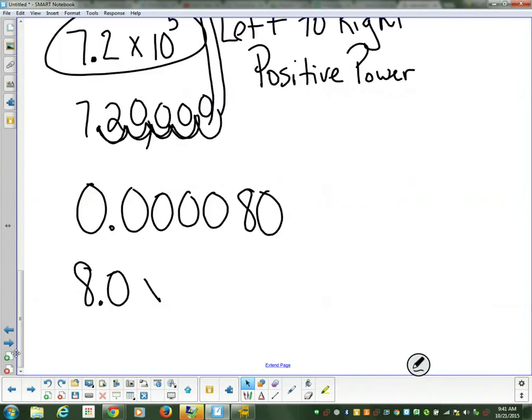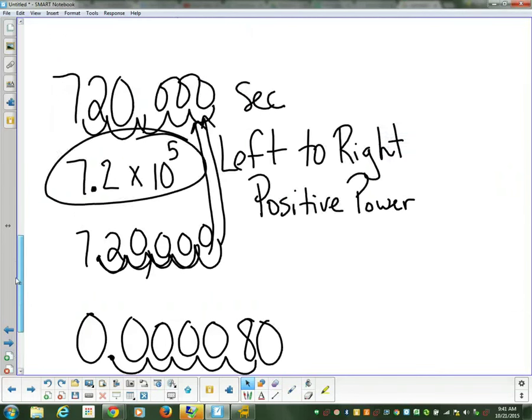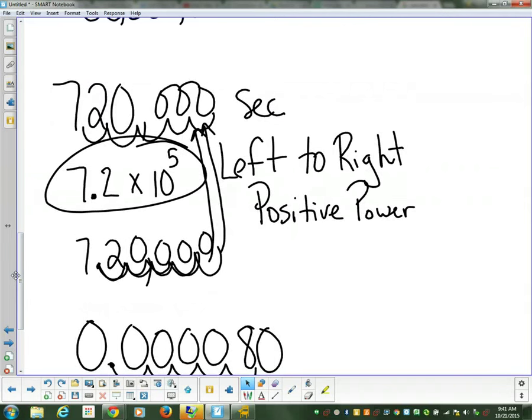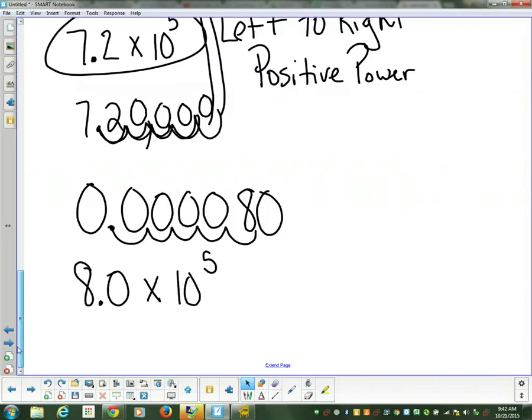8.0 times 10 to the, now to get to that spot we have to go 1, 2, 3, 4, 5, to the 5th, but this time we were going from the right to the left, and so this time it gets a negative because we're working with smaller numbers. So anytime that you're working with small numbers, it's going to be negative. When you're working with big numbers, it's going to be positive.